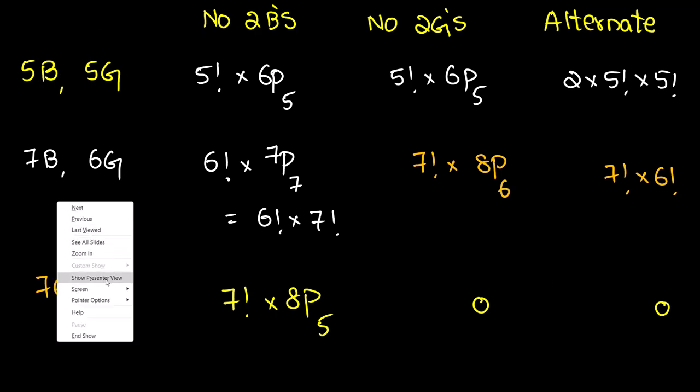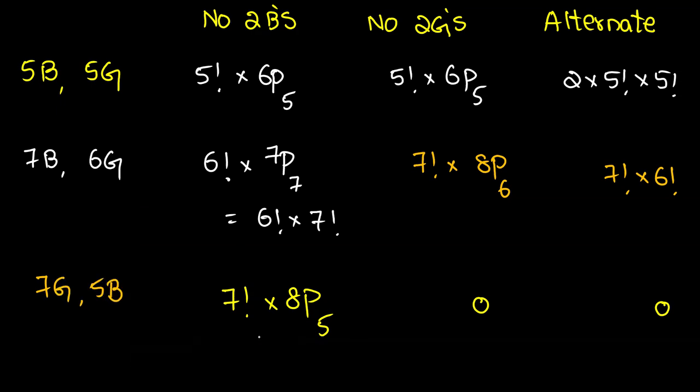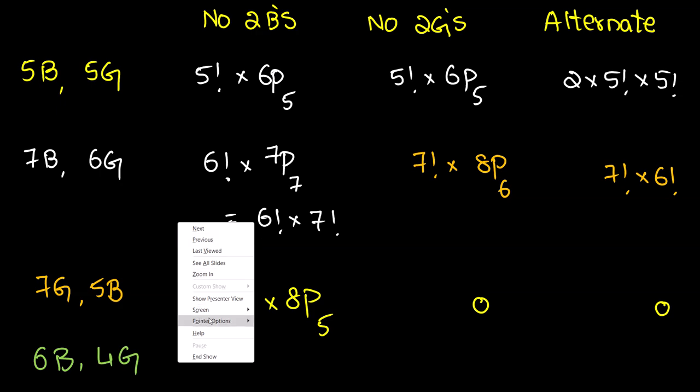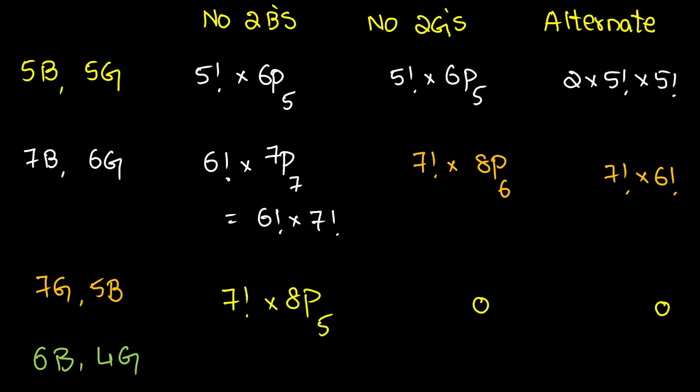Six boys, 4 girls. With that we'll close. 6 boys and 4 girls. 0. Last one 0. This one 6 factorial into 7P4.